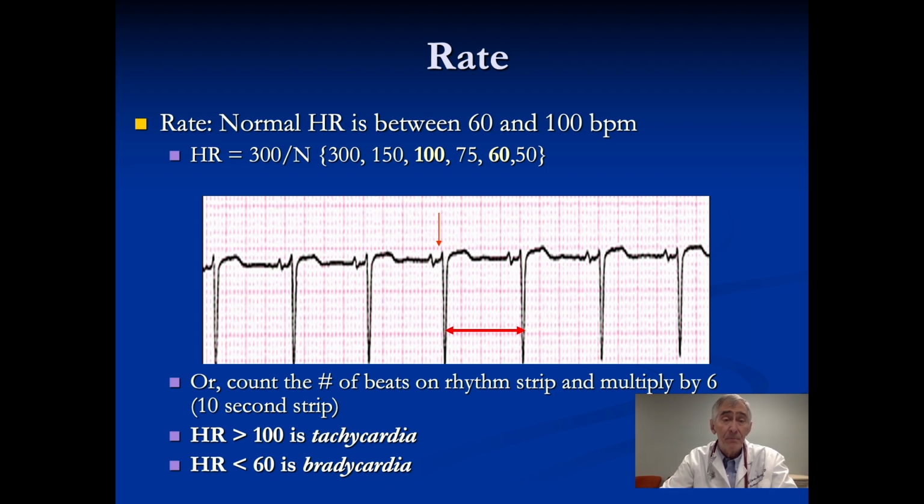For example, if you have an RR interval that's only one big box, it's going to be 300. If it's two big boxes between the RR interval, it's 150. Three big boxes, 100, which is the upper rate of normal. Four big boxes is 75. And five big boxes is 60, which is the lower limit. A heart rate over 100 is tachycardia, in other words, less than three big boxes. And a heart rate of less than 60 is bradycardia.